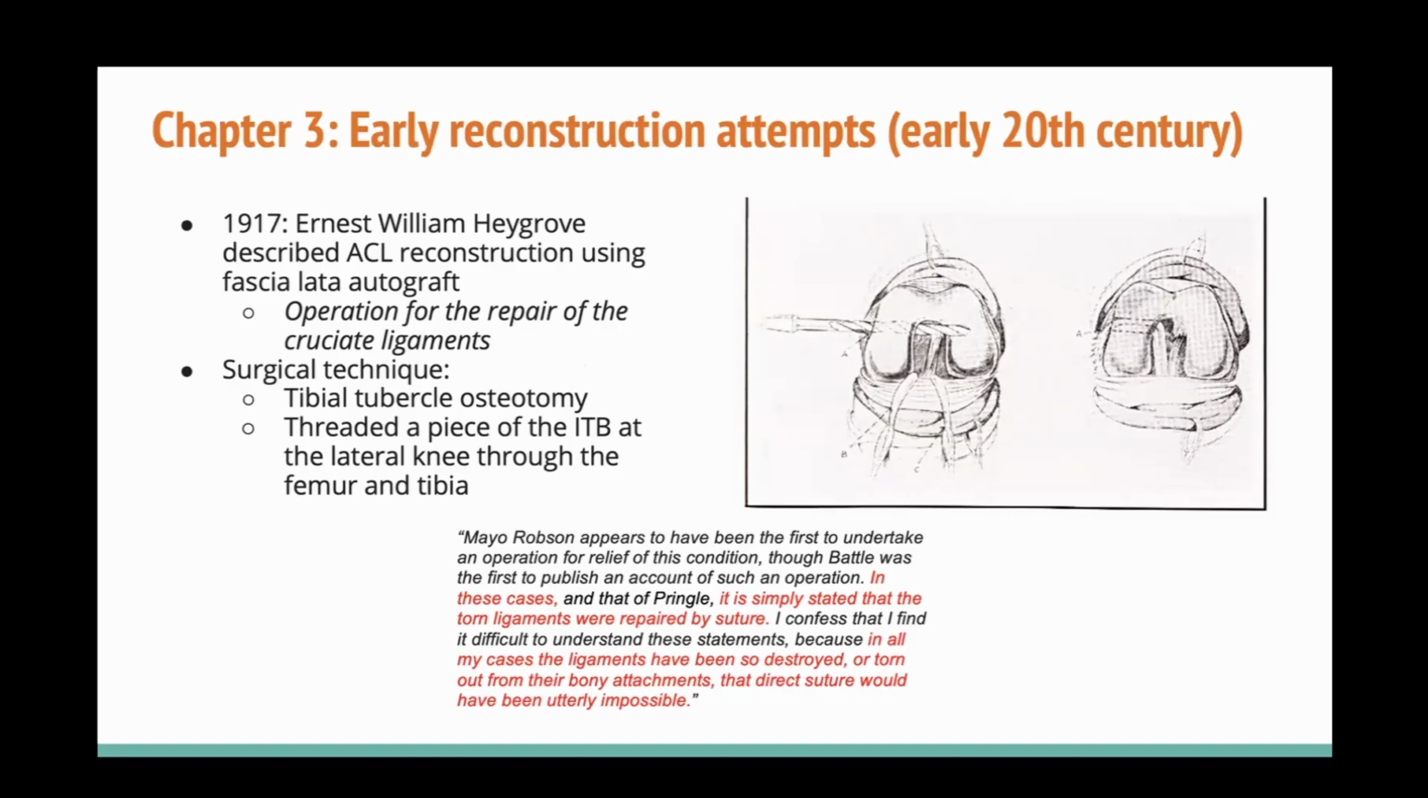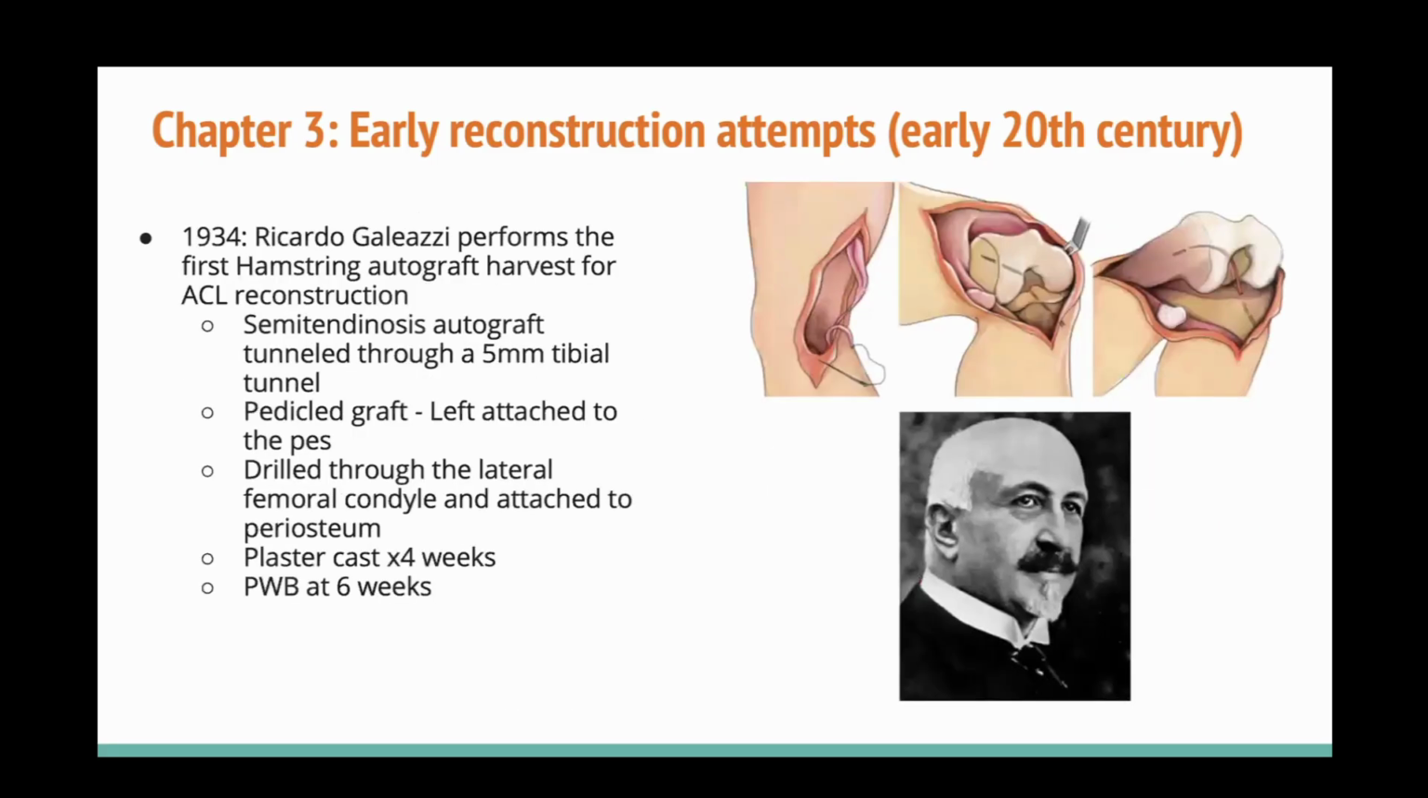And I think it's cool because if you read his case report about his technique, he actually criticizes some of the attempts at repair of the ACL in the past, and he states that it is simply stated that previous surgeons repaired torn ligaments with suture. I confess that I find it difficult to understand this because in all my cases, the ligaments have been so destroyed or torn out from bony attachments that direct suture would have been utterly impossible. And of course, we can all relate to that to some degree, and that kind of speaks to the gold standard today, which is reconstruction.